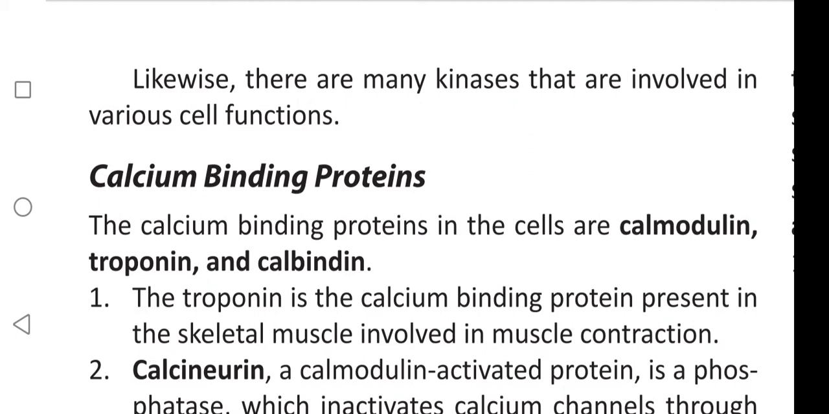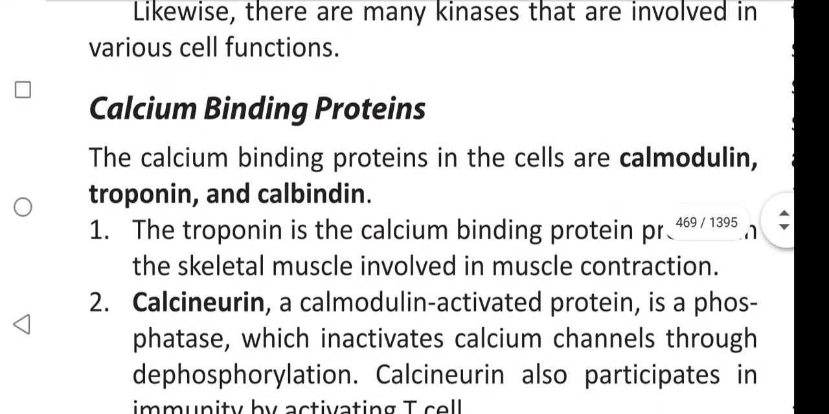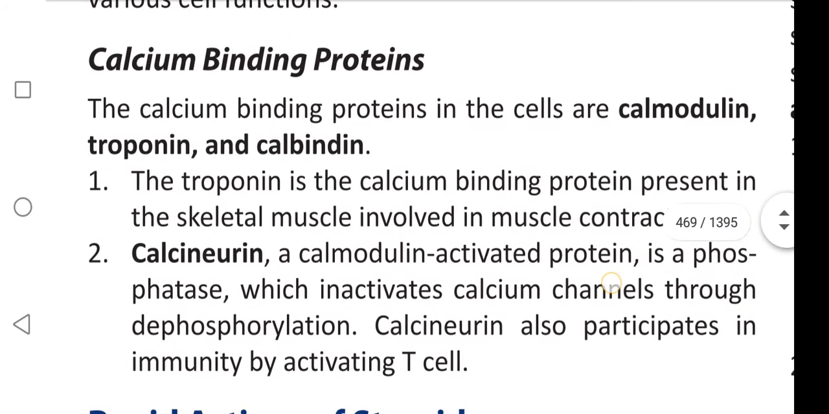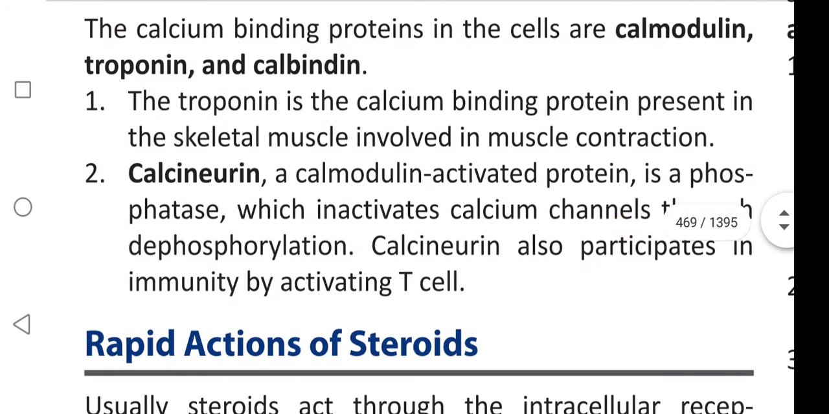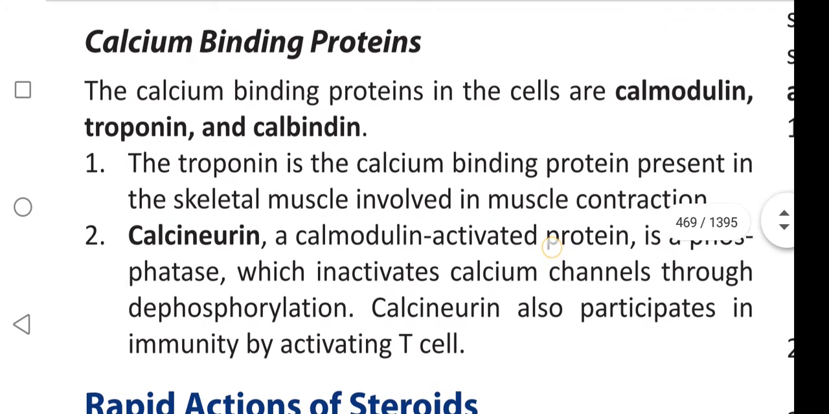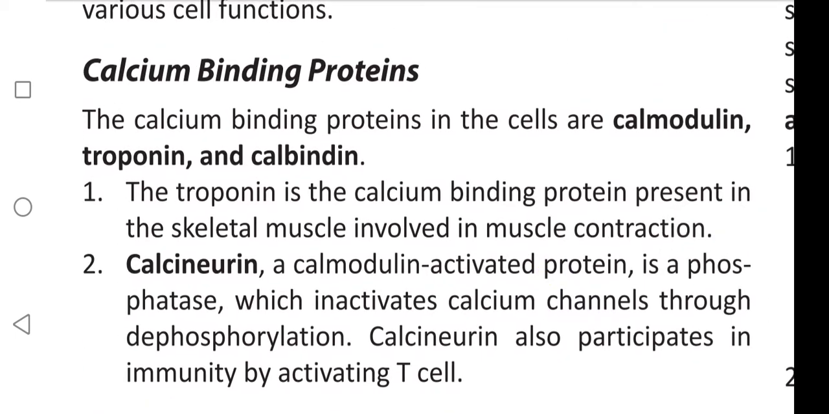Calcium binding proteins. The calcium binding proteins in the cells are calmodulin, troponin and calbindin. Troponin is the calcium binding protein present in the skeletal muscle involved in muscle contraction. Calcineurin, a calmodulin activated protein, is a phosphatase which inactivates calcium channel through dephosphorylation. Calcineurin also participates in immunity by activating T cells.